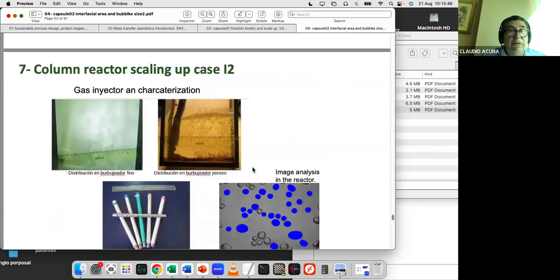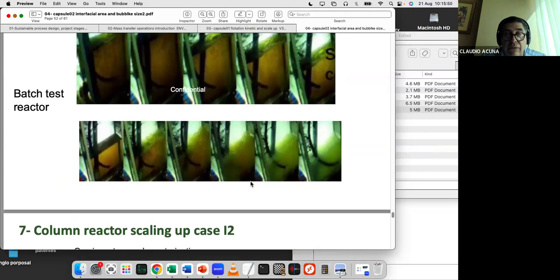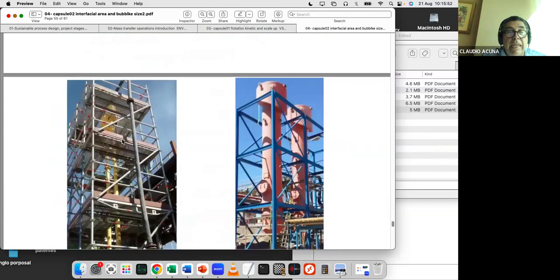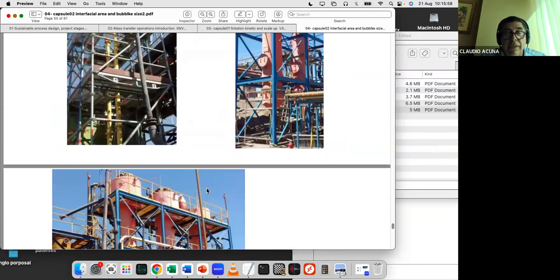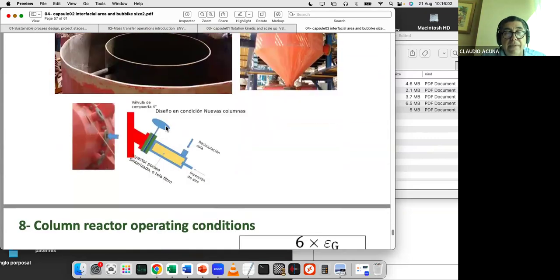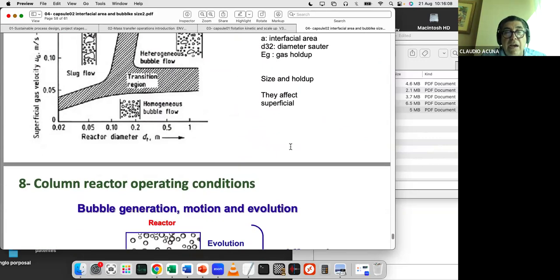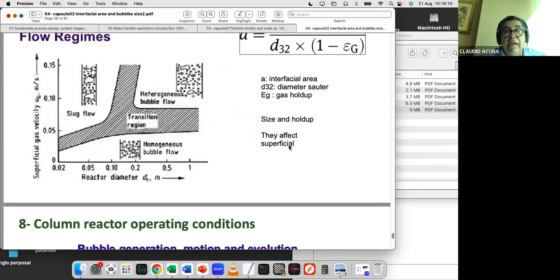So we did all that, scaling up from a batch test. You are going to use exactly the same reactor. Then you will see how to scale up for a pilot unit, and then the industrial design. I mean, following all this sequence, and this was the final design, and then the engineering, okay? And again, come back to the fundamentals, interfacial area, how it's calculated. That's it.